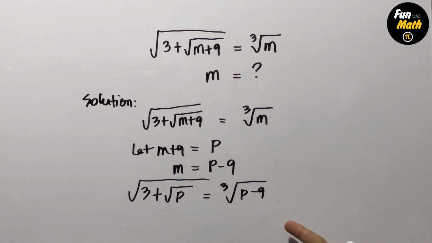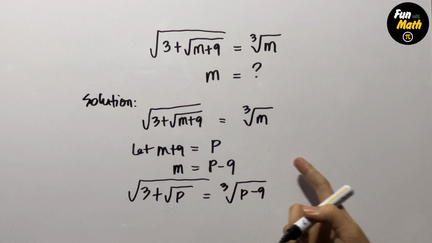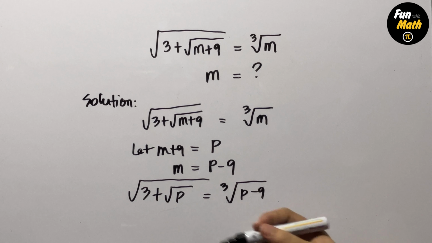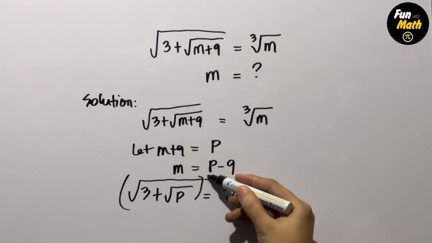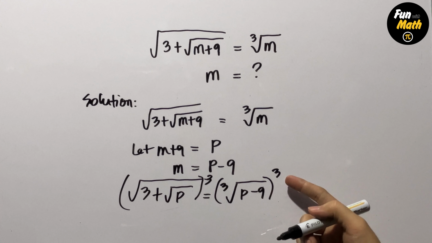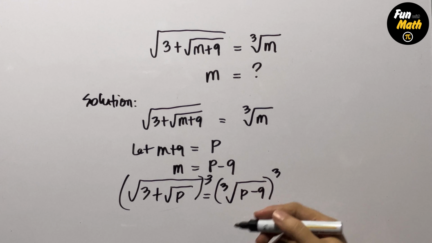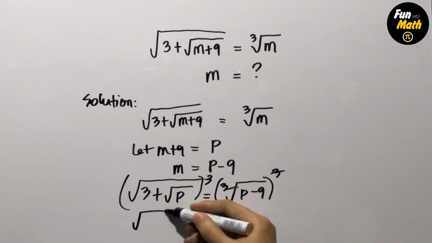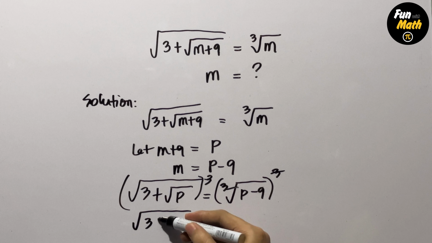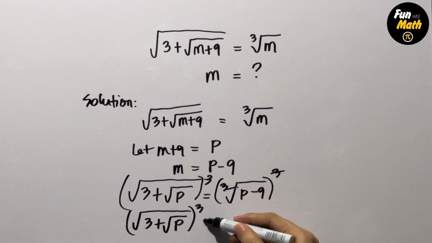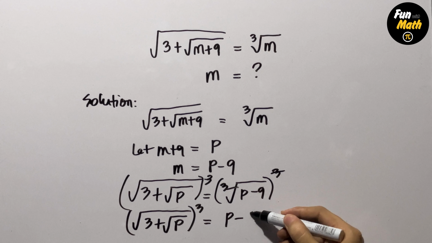Next is, we are going to remove this cube root by inserting a power of 3 both sides. So power of 3 and power of 3. Now the power of 3 and the cube root are cancelled. So we're left with square root of 3 plus square root of p whole to the power of 3 equals p minus 9.